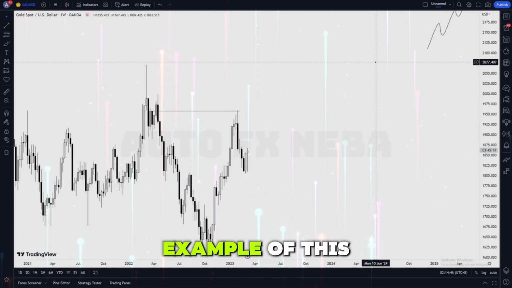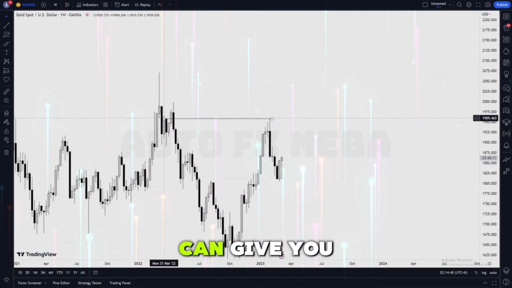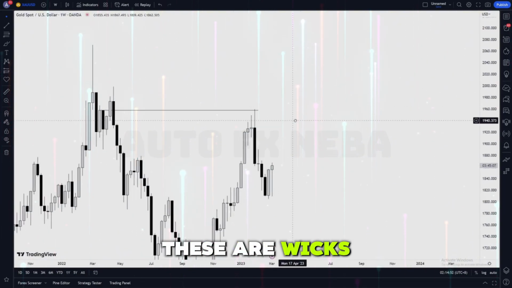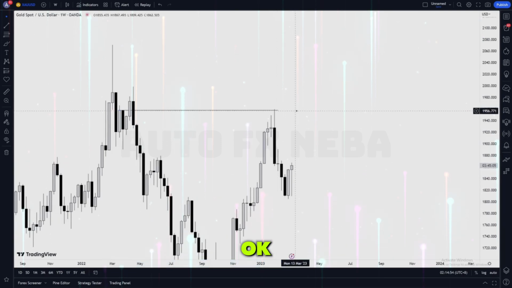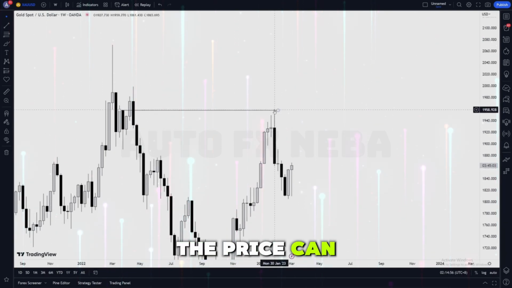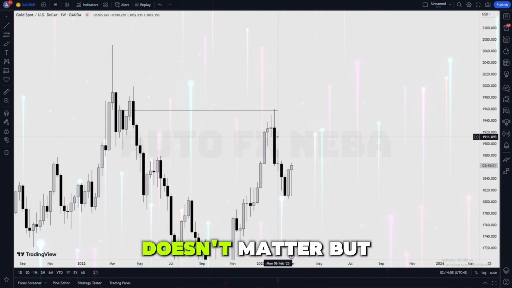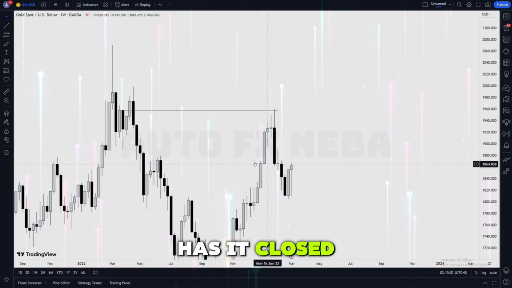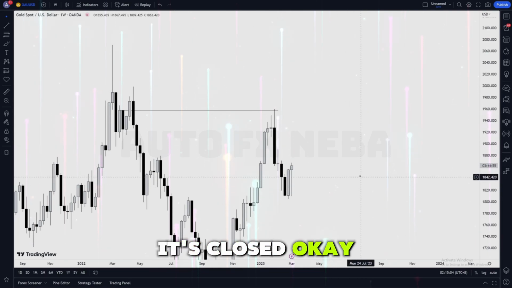So let's give you an example of this. Okay. Here's one I can give you right now. See how the body, look at the body. These are wicks, correct? Simple OHLC understanding. The price can go as deep as it wants. It can go all the way up here. Doesn't matter. But does the body close below? Yes, it has. Absolutely has. It's closed. Okay. We've rejected.